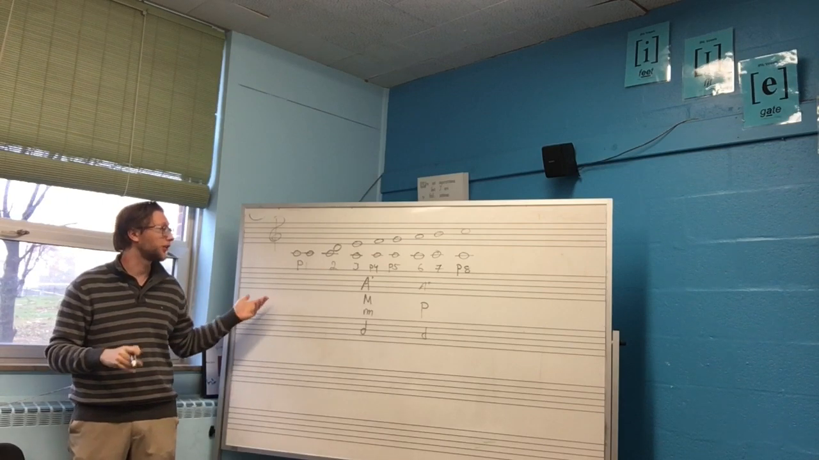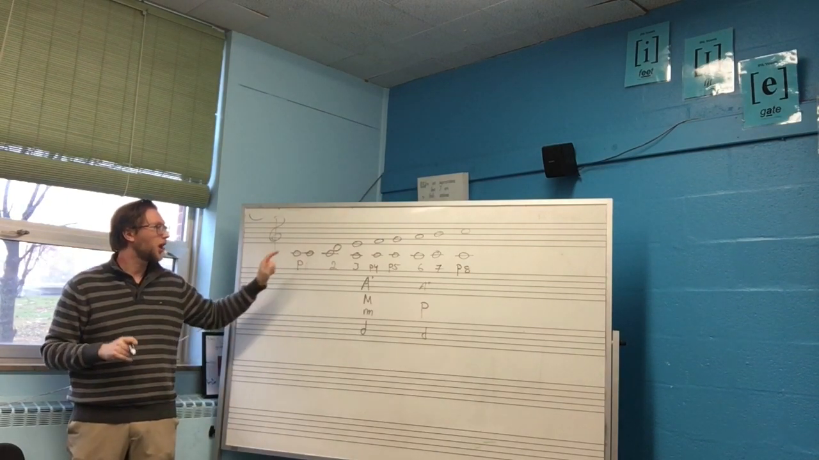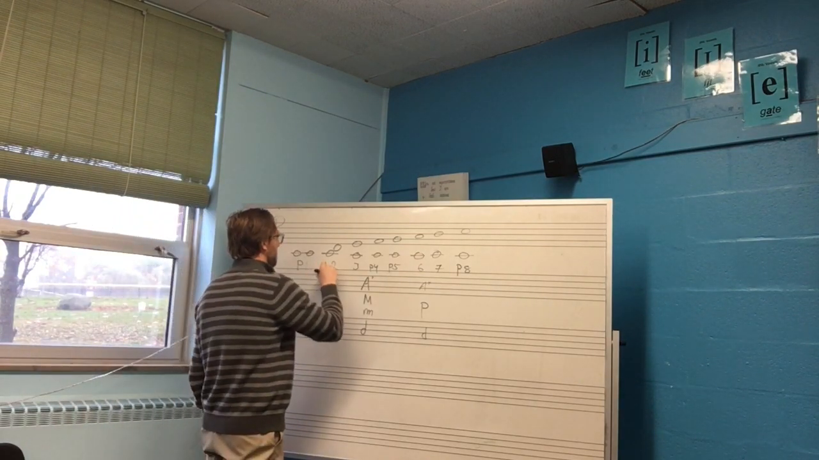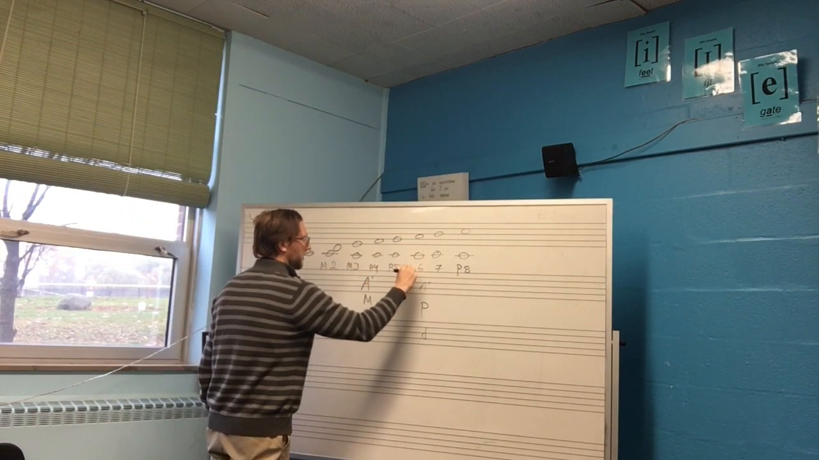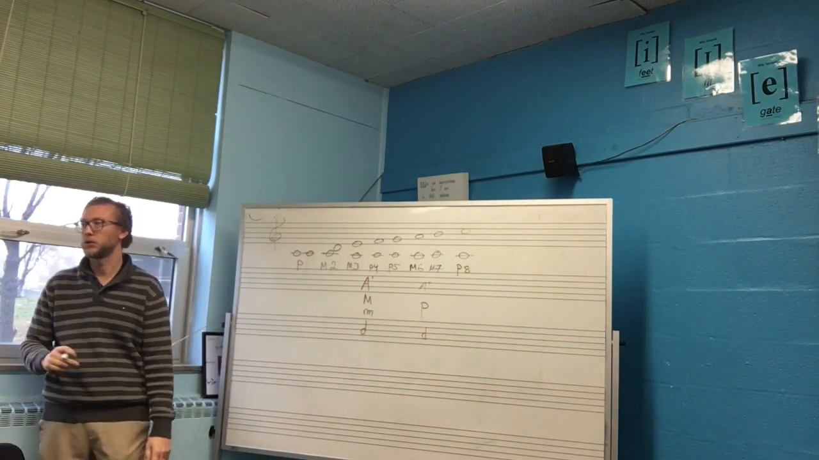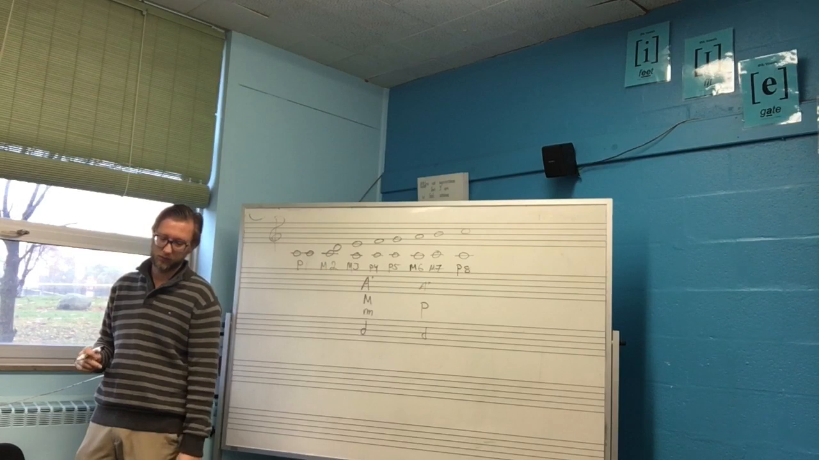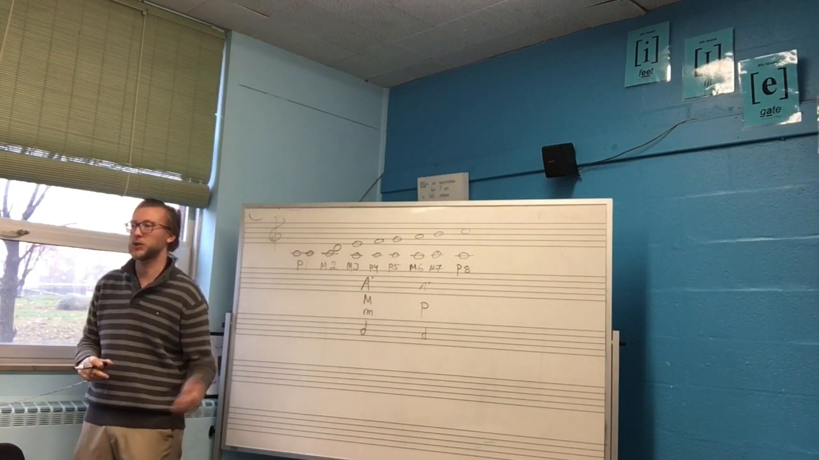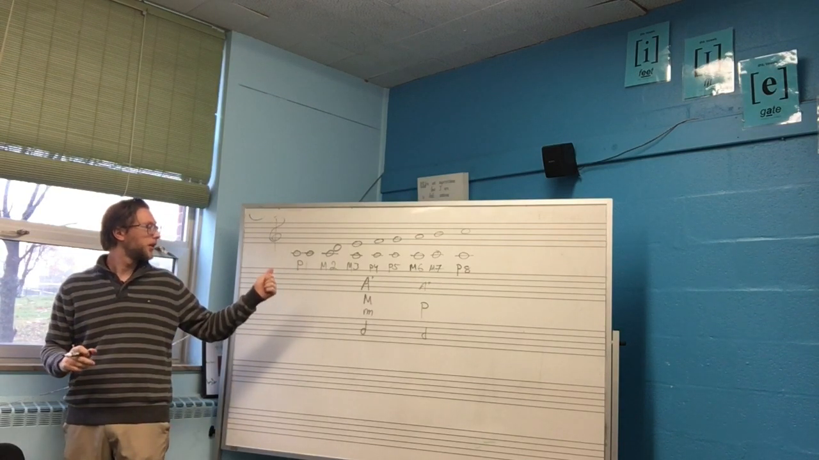Well, it gets even easier from there because in a major scale, the rest of them are major. Ready? That makes sense. So what are the four perfect intervals? 1, 4, 5, 8. What are the major intervals in a major scale? 2, 3, 6, 7.